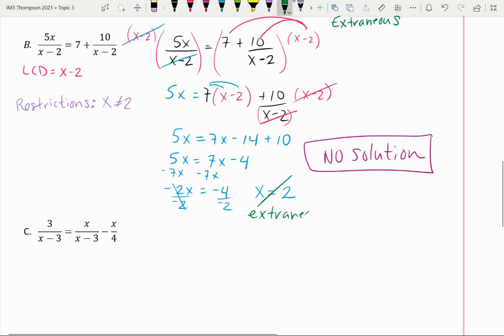Extraneous. So x equals 2 is called an extraneous solution because, yes, when I work it out, it should be an answer. But then it's also a restriction, so it doesn't work. All that work to get no solution.